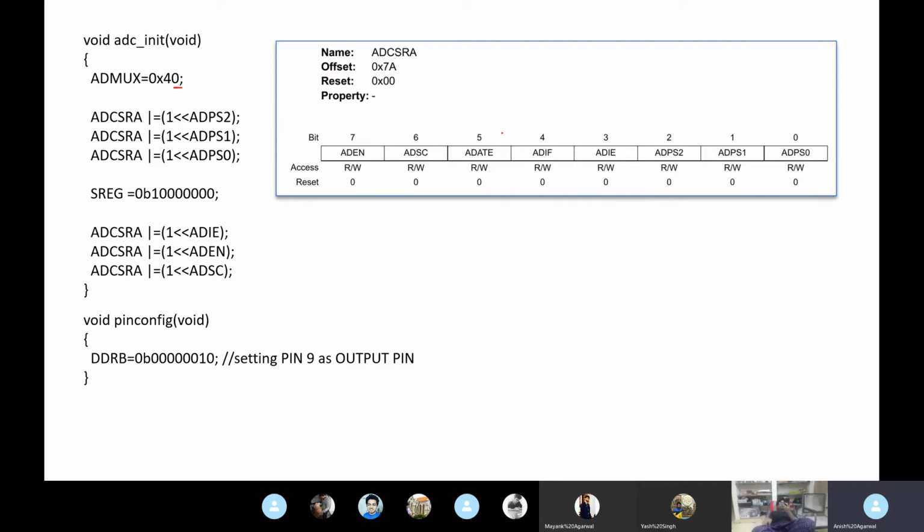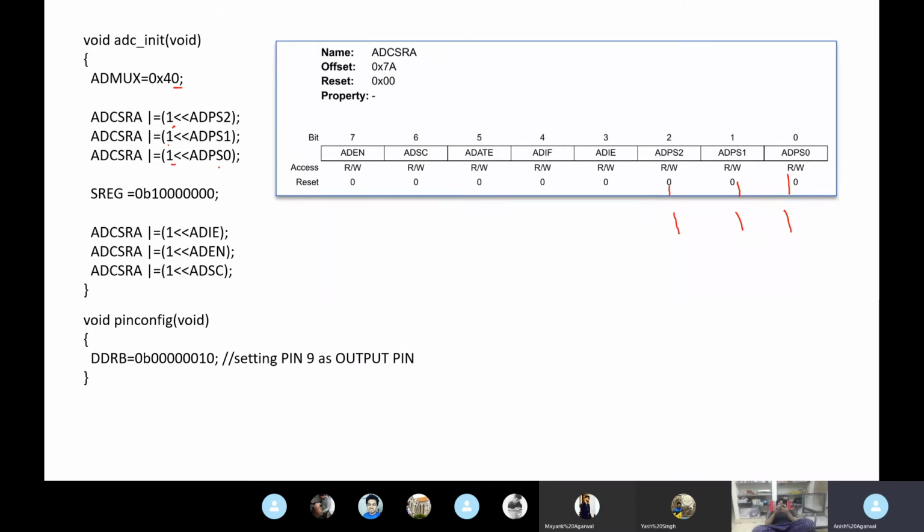Okay. Now, as you can see, this register has got a different name for every bit: ADPS 0, ADPS 1, ADPS 2. Here I've set ADPS 2 and the other two bits. These 3 bits, I've set them to 1, 1, and 1.